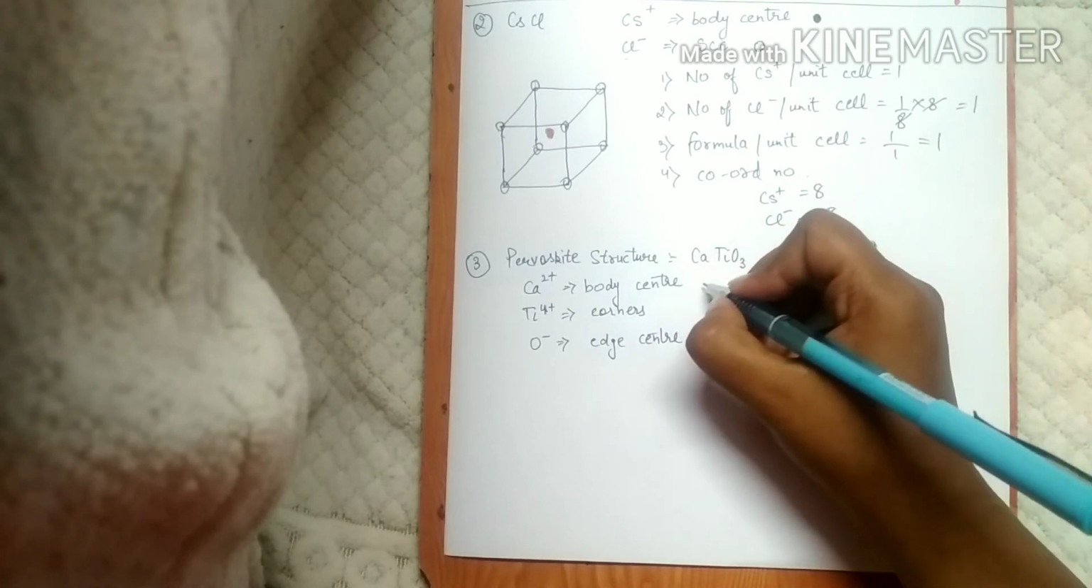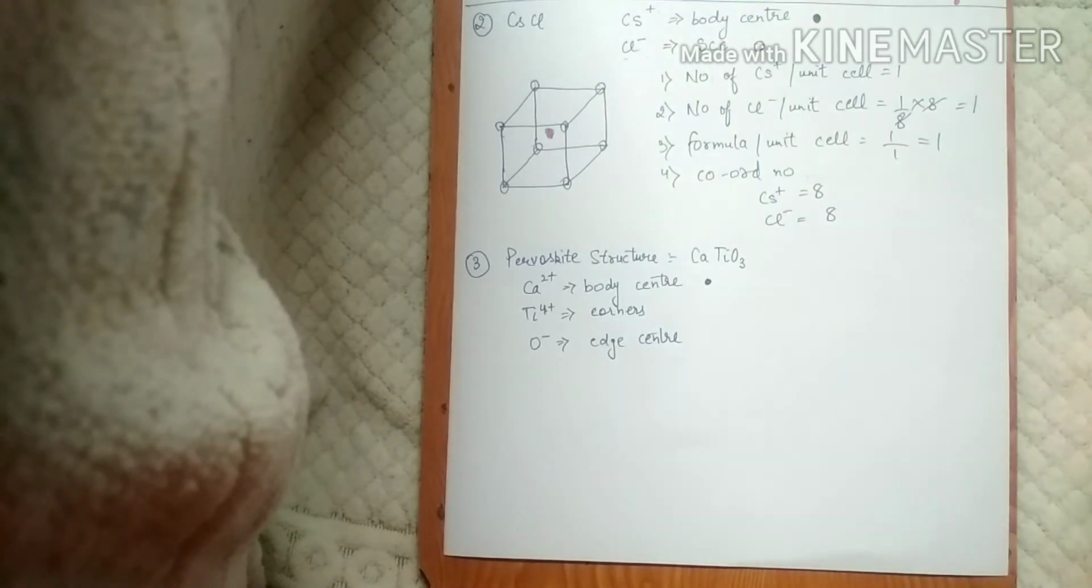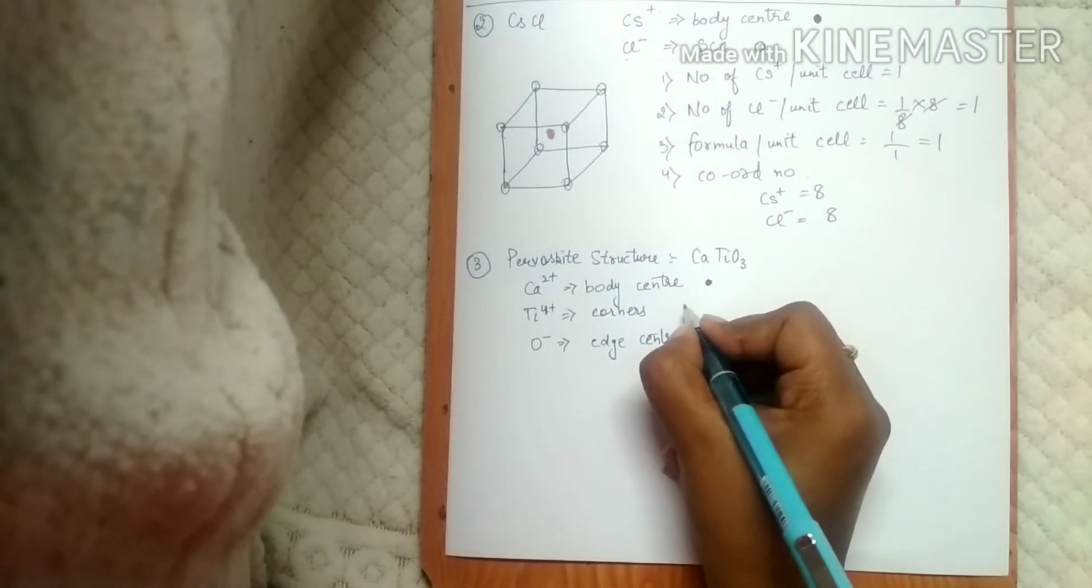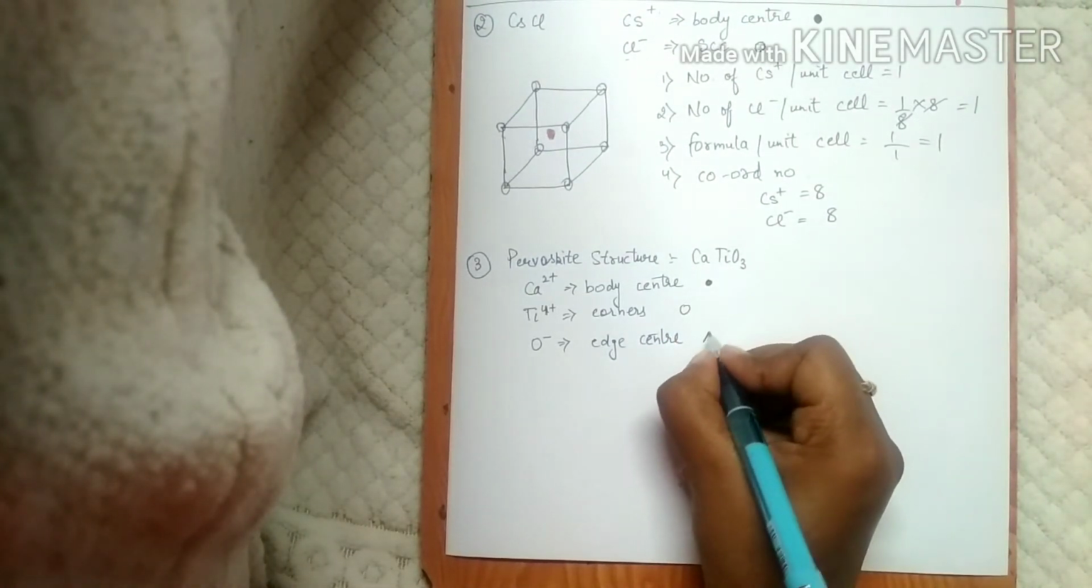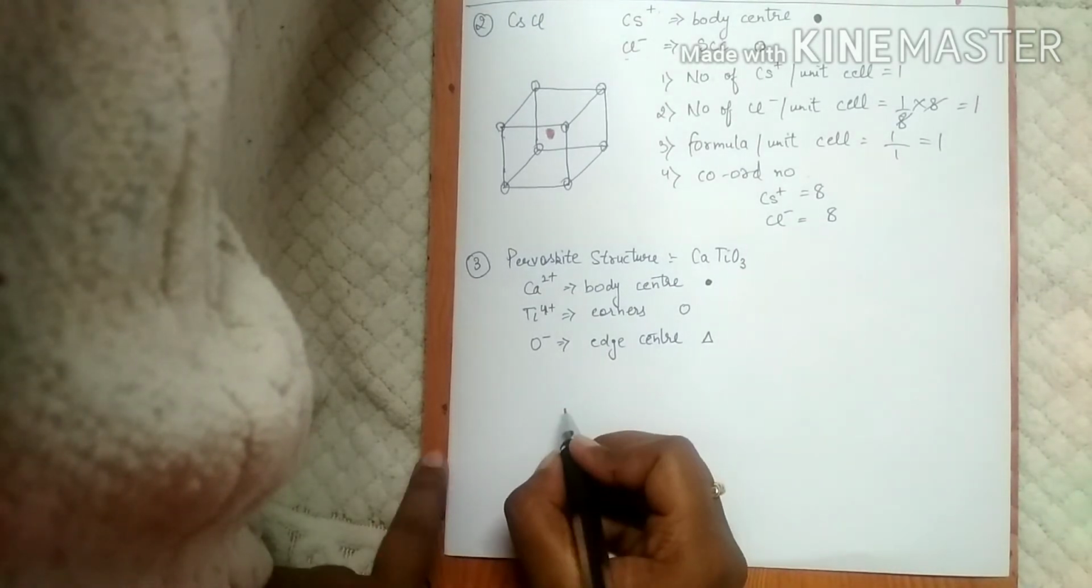We'll represent Ca2+ like this, Ti4+ like this, and O negative like this. So suppose this is the unit cell.